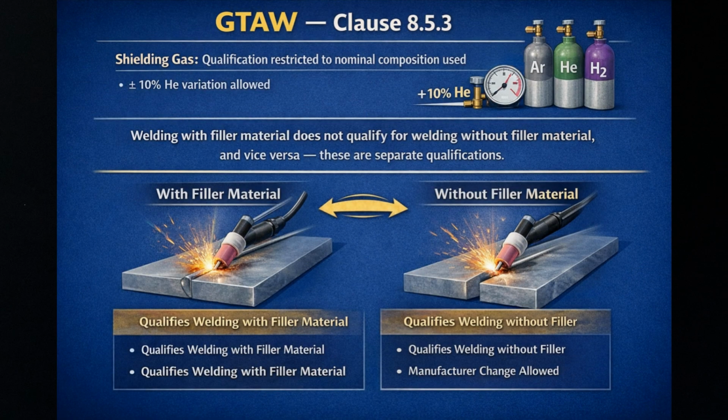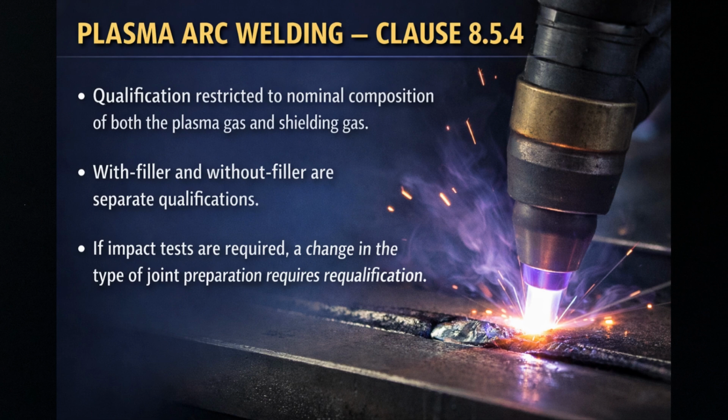GTAW, Clause 8.5.3. Shielding gas. Qualification restricted to nominal composition, with a deviation of up to plus or minus 10% relative of the helium content permitted. Welding with filler material does not qualify for welding without filler material, and vice versa. These are separate qualifications.